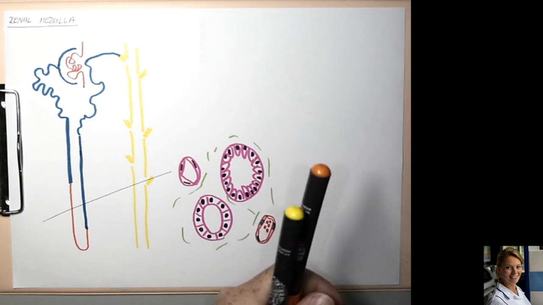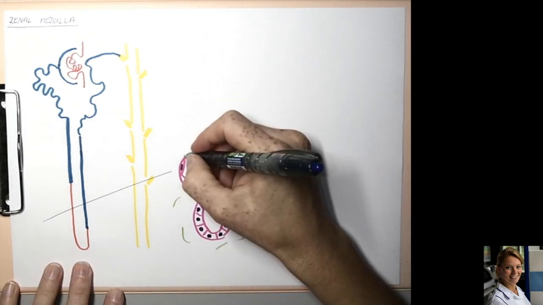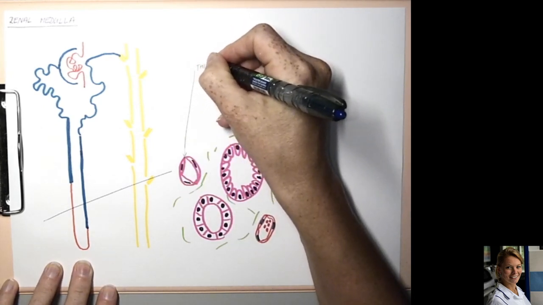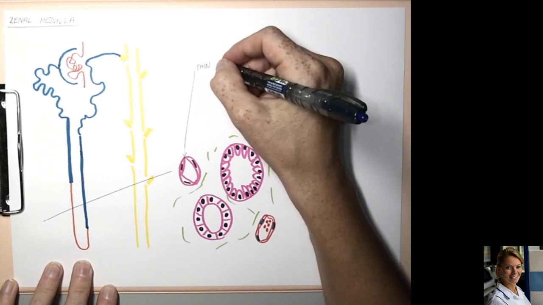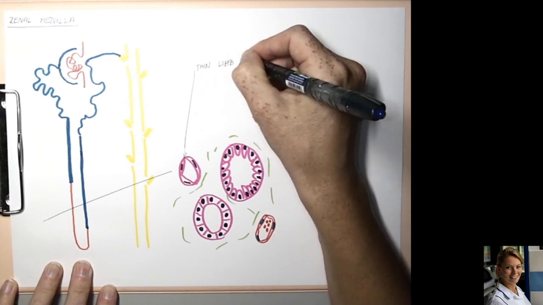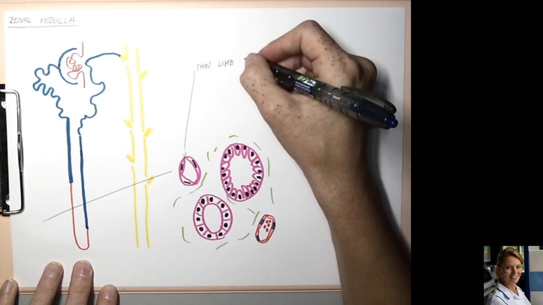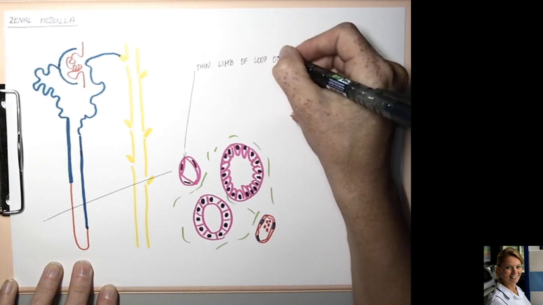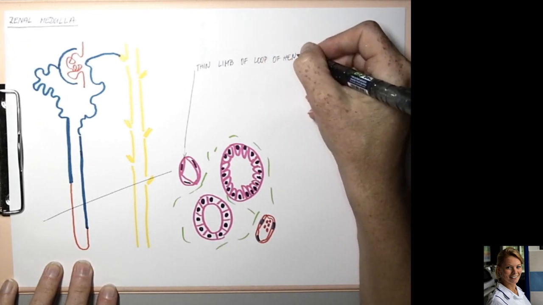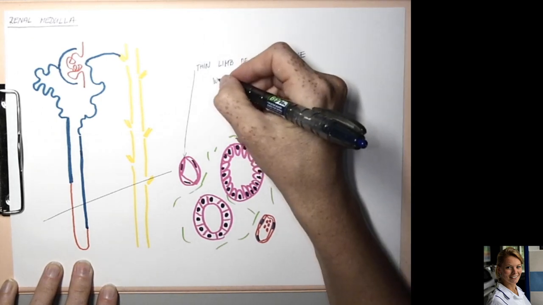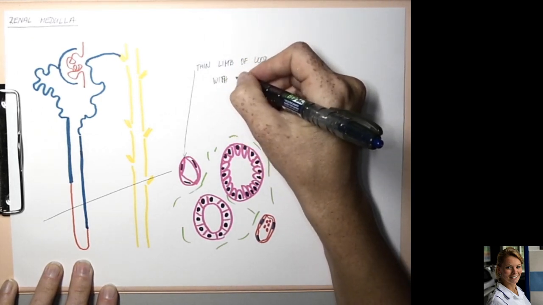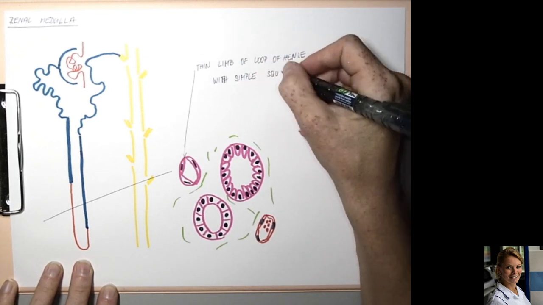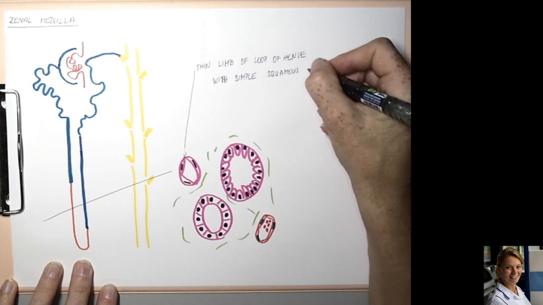So now we label the scheme. Here you can see thin limb of loop of Henle, with simple squamous epithelium.